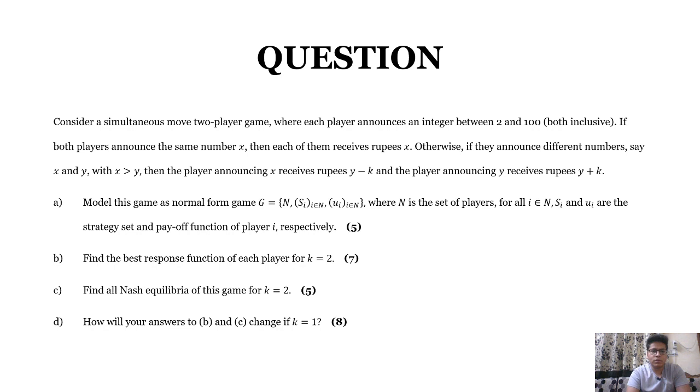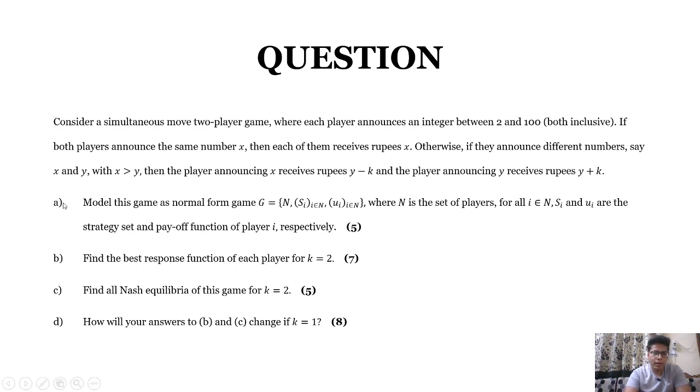Consider a simultaneous move two-player game where each player announces an integer between 2 and 100, both inclusive. If both players announce the same number x, then each of them receives rupees x. Otherwise, if they announce different numbers, say x and y, with x greater than y, then the player announcing x receives rupees y minus k, and the player announcing y receives rupees y plus k.